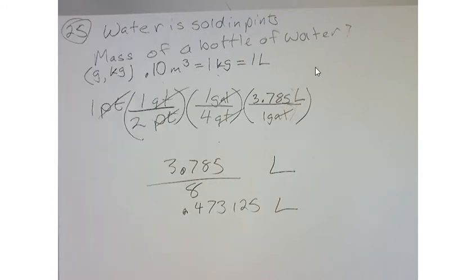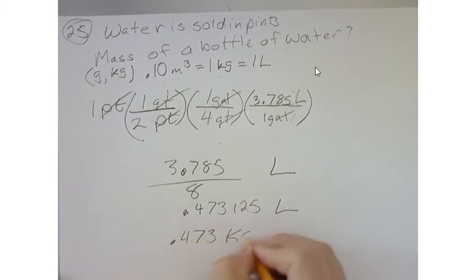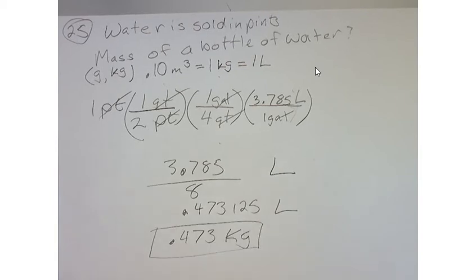Is that the correct answer? Now we have to convert it. Now, we know that 1 liter is equal to 1 kilogram, so really it's 0.473 kilograms. And if you look in the back of the book, it'll say 474, but the reason they have that answer is they may have rounded their conversion ratios if they use sig figs. So we're correct.